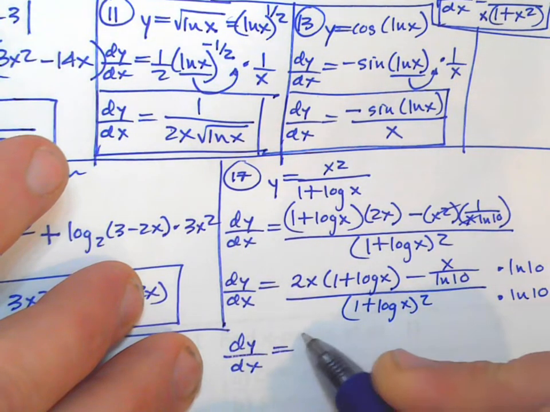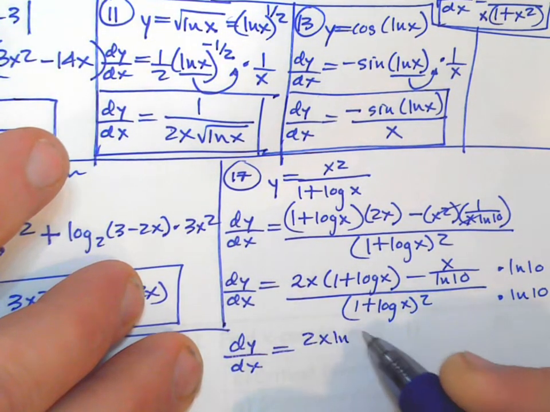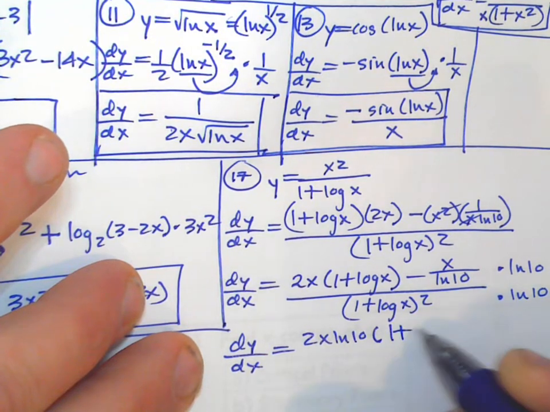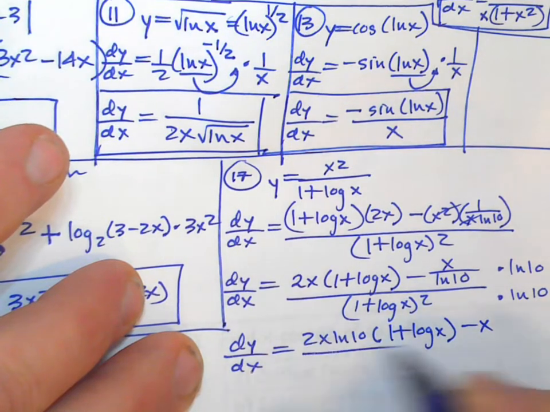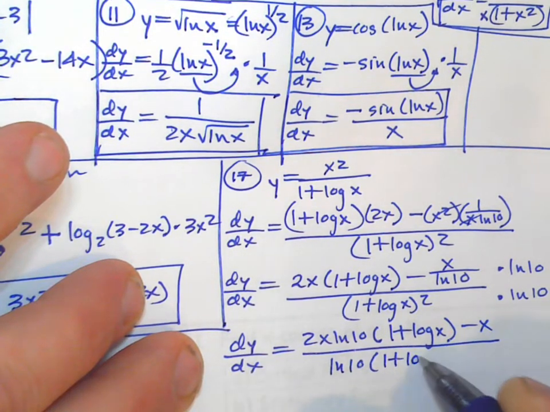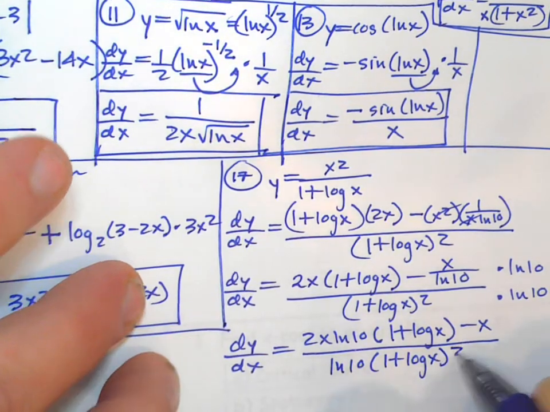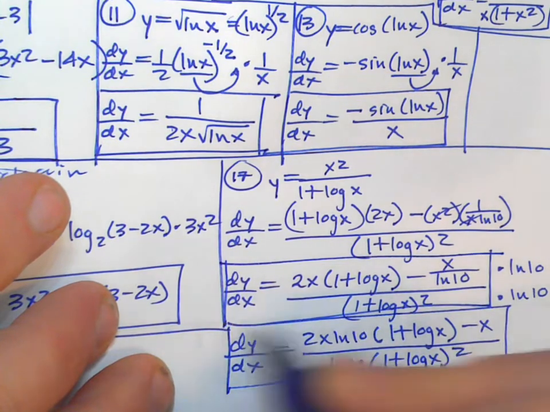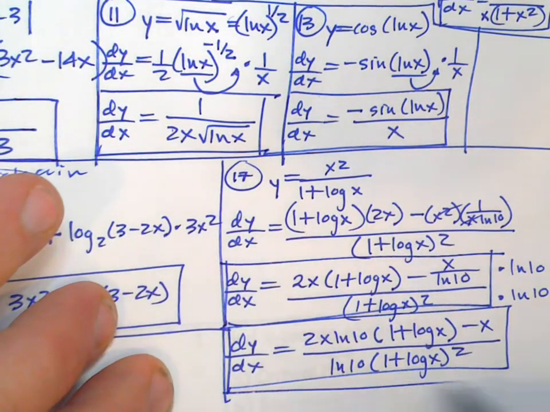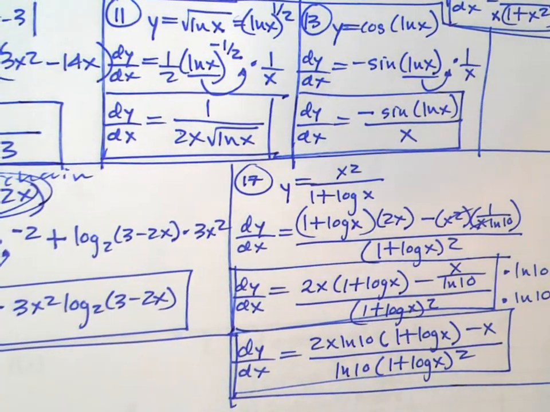So this would be 2x natural log of 10, 1 plus log x. You could distribute that if you want, minus x, all over natural log of 10. I would probably leave the denominator factored. So, I kind of like this. I think the back of the book has something like this. So I usually don't want fractions and fractions for final answers, though.